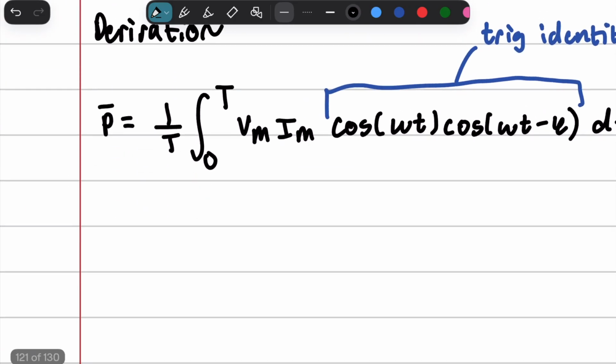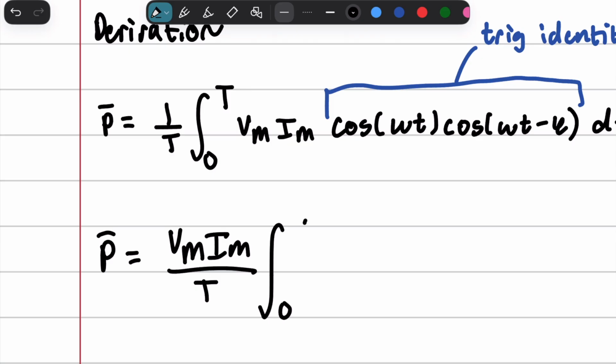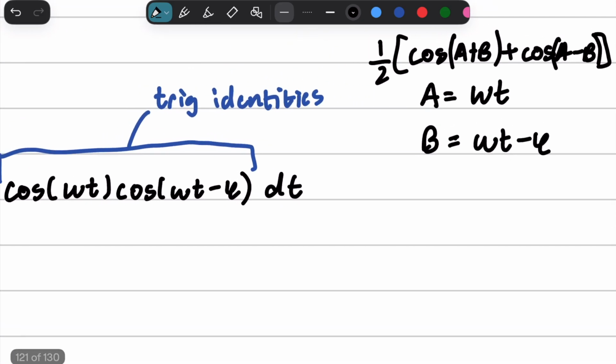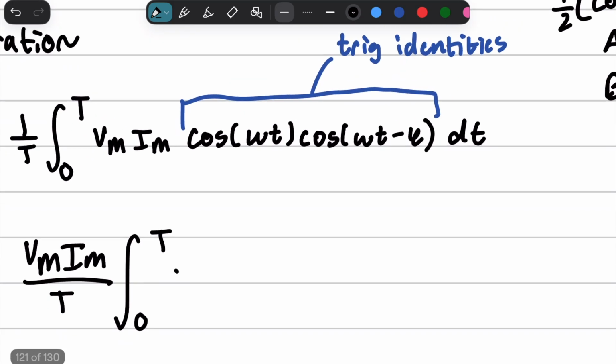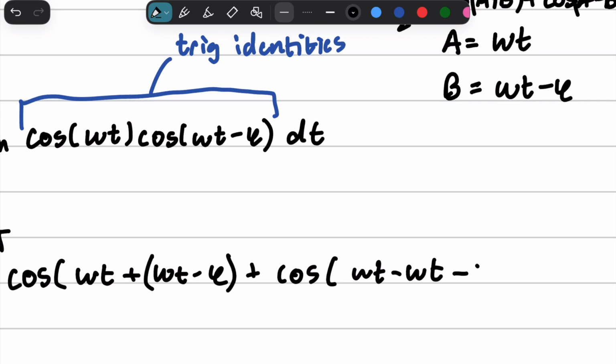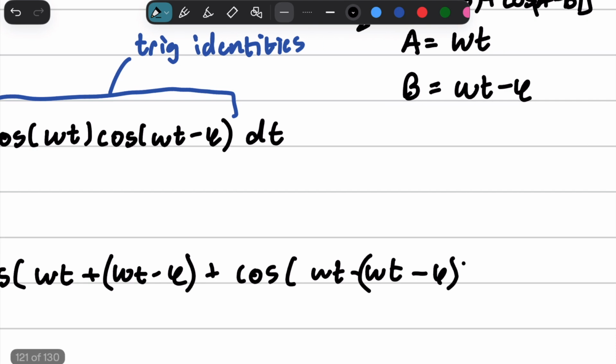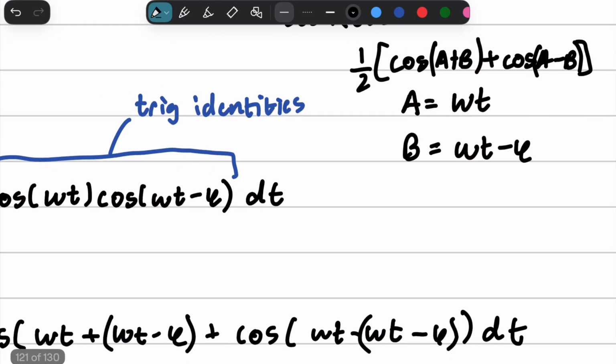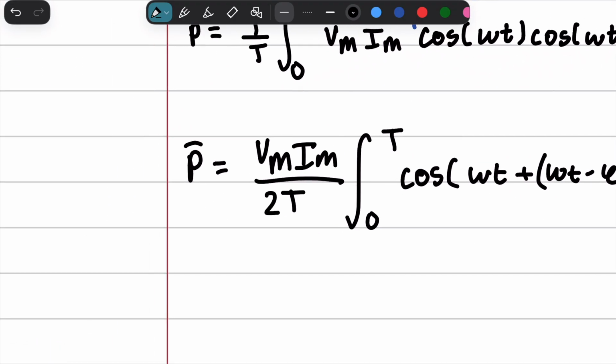And so we're going to go ahead and apply that to our derivation right here. We're going to take Vm and Im out because they're just constants. And we're going to go ahead and simplify this. And I'm going to put cosine of omega t plus omega t minus phi, plus cosine of omega t minus omega t minus phi, dt. And because the 2 is a constant, I'm just going to put it outside as well.